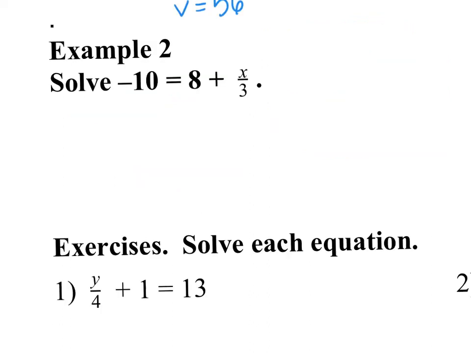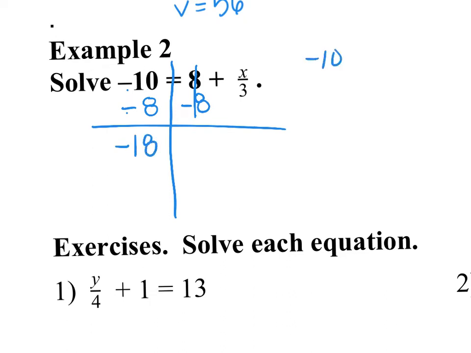Okay, example 2. More of the same thing. We're going to solve for x because it's the missing value. So I'm going to put my line down the equal sign. Now, I've got to move everything away from x. So I'm moving the 8 first. It is a positive 8, so the opposite of positive 8 is negative 8, or minus 8. So I'm going to subtract 8 from both sides. That cancels this on the right side, and negative 10 minus 8 is negative 18.